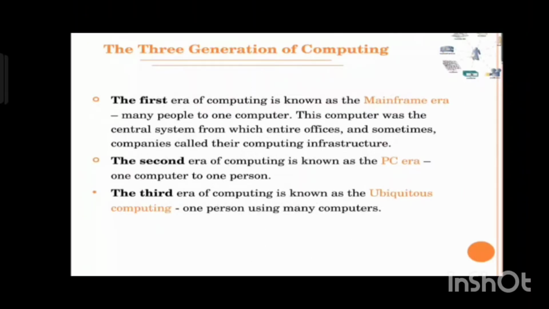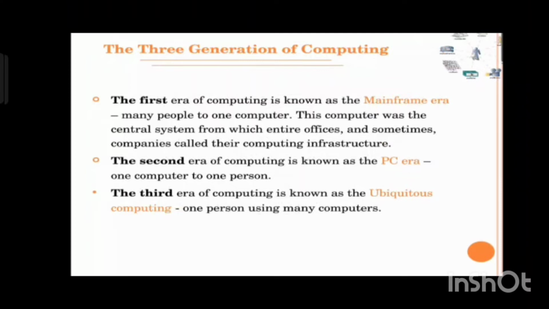Hello everyone, my name is Janvi Mulane and I am going to explain the generations of computing. The first generation, that is the first era of computing, is known as the mainframe era. In this era, many people use one computer. This computer system was the central system from which entire offices and sometimes companies got their infrastructure.